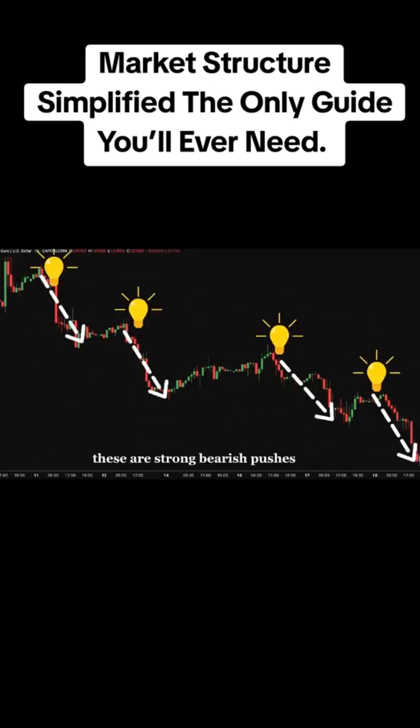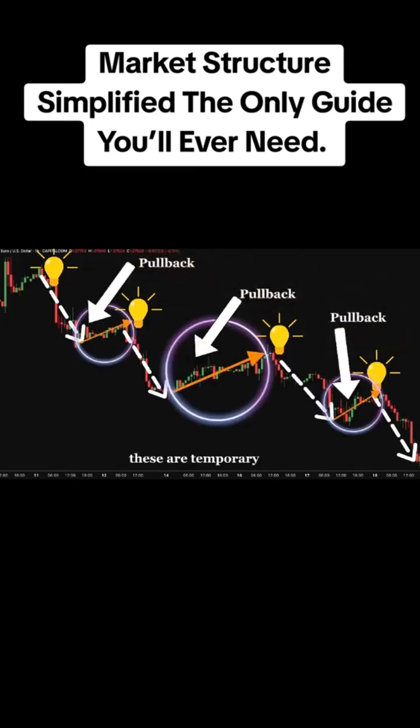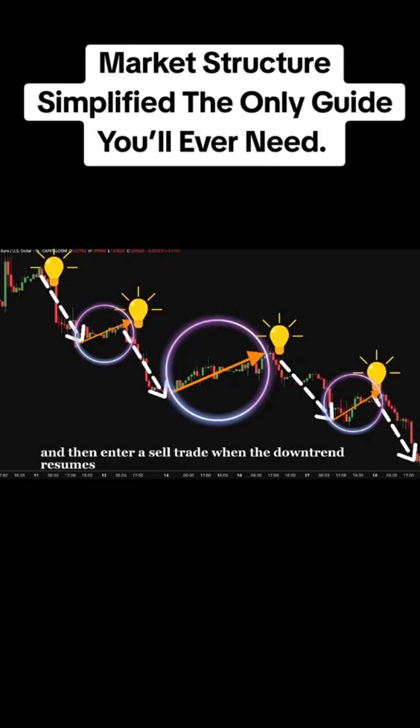These are strong, bearish pushes where sellers aggressively dump positions, driving prices lower. When the market gets too low temporarily, some sellers take profit and short-term buyers step in. This creates the next phase, pullbacks. These are temporary upward corrections inside the downtrend, but smart traders know better. They wait for the pullback to end and then enter a sell trade when the downtrend resumes.